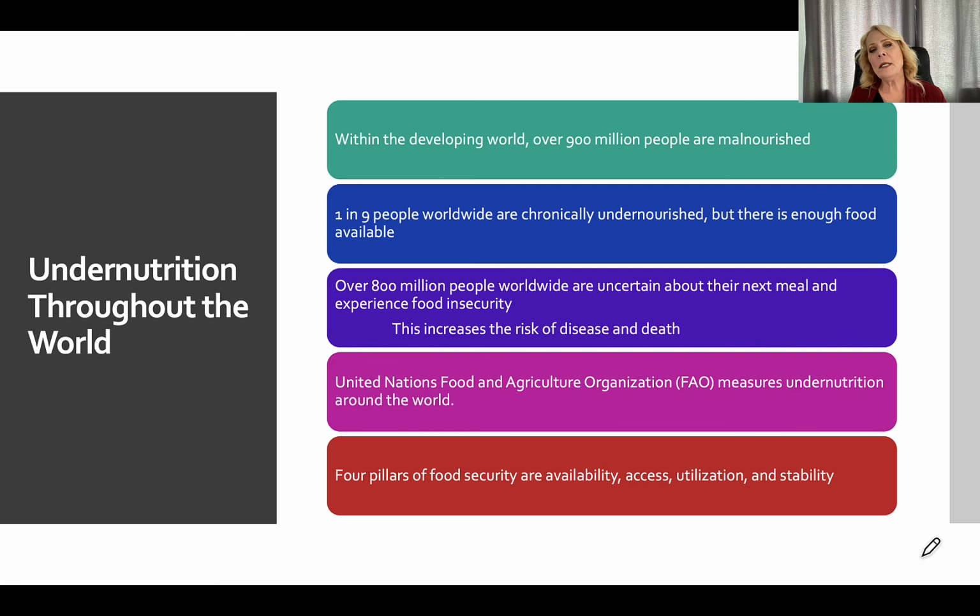The United Nations developed what's called the Food and Agricultural Organization. This is like the group that goes around the world and looks at who's undernourished, what does this mean? And they came up with the 4 pillars of food security, which are availability, access, utilization, and stability. And we're going to go through all of this as we go along.